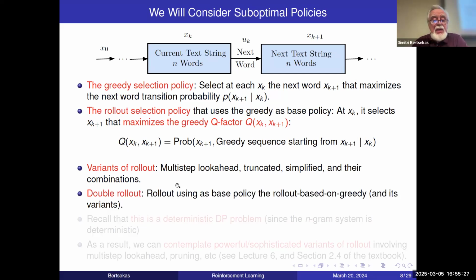Another possibility that we're going to discuss in this lecture is double rollout, which we haven't considered in the past, which is rollout using as base policy the rollout based on the greedy policy. In other words, it's rollout on rollout. The base policy of the rollout is the rollout of the first rollout. And you can do triple rollout, quadruple rollout, and so on, except that each time you go to more stages of rollout, there's a computational penalty to be paid, and we'll get back to that. But we're going to talk about double rollout, which is feasible in this problem because the system is deterministic. So you don't have to do Monte Carlo simulation. That would be very onerous in the context of rollout.